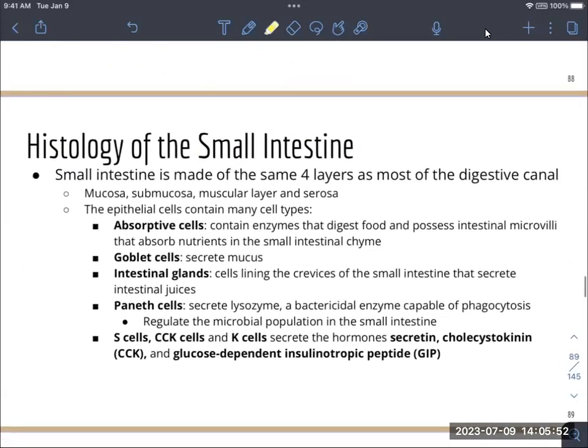We have different cells found in the small intestine again. We have absorptive cells, goblet cells, intestinal glands, Paneth cells. They secrete lysozymes. Paneth cells are secreting bactericidal enzymes. We have S cells, CCK cells, and K cells that are going to secrete different hormones.